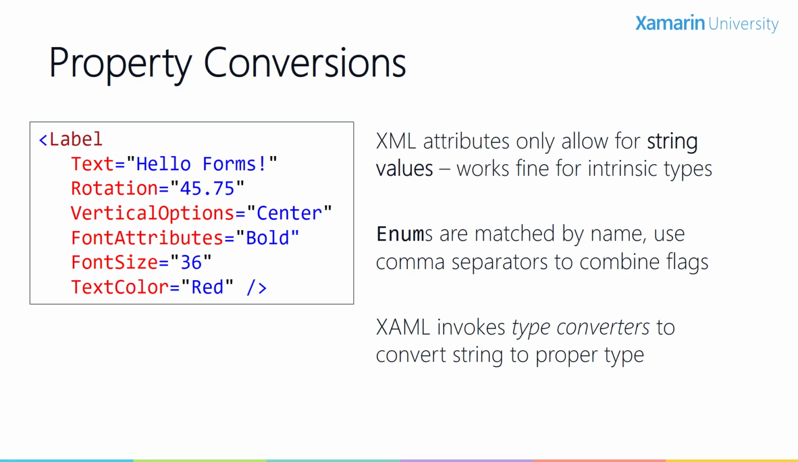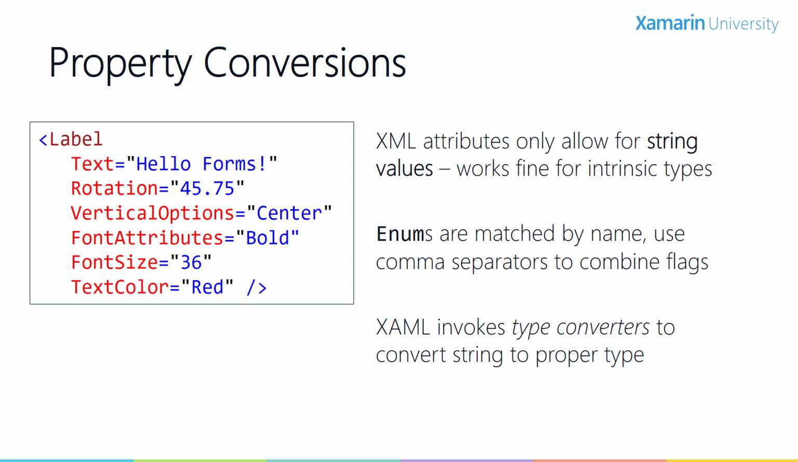So if you dive deeper into this, we have an example of a label here. We have things like text, font size, text color, etc. And notice how every single value is a string. Well, it turns out that behind the scenes, for example, text color is not actually a string. It's actually a color object. So how are we getting from string to object?